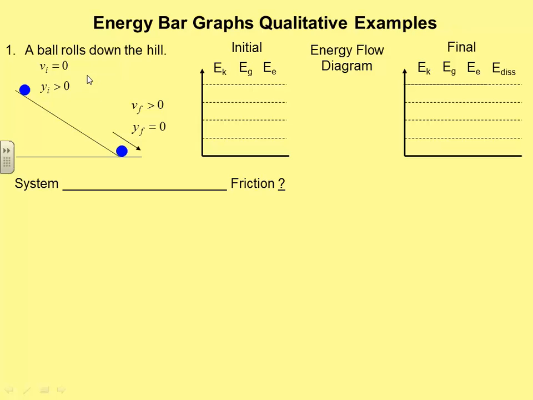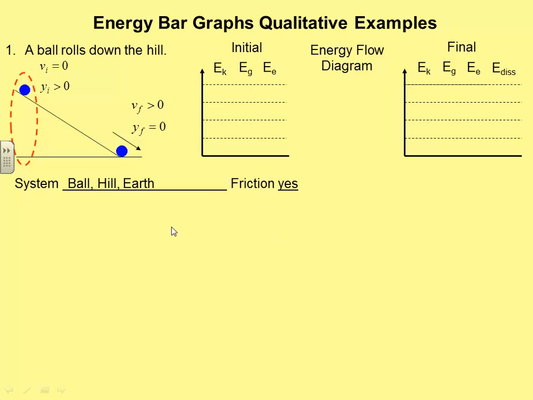You notice that VI is 0, so it starts from rest, and it's above 0 height, of course. It's at the top of the hill. At the bottom of the hill, the height is 0, and VF is greater than 0. Now it's moving. Our system will include the ball, the hill, and the earth. So there's our system, and you notice I reach all the way down into the earth. Okay? And friction, this time I'm going to say yes. When we did this earlier with pie charts, we said no. So let's do one here where we will have some friction.